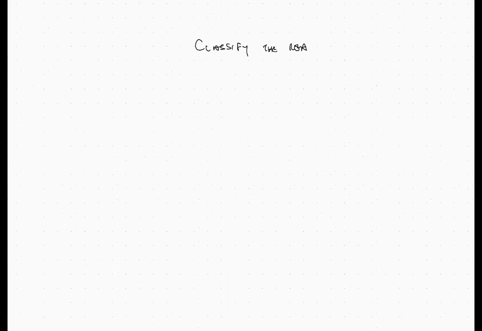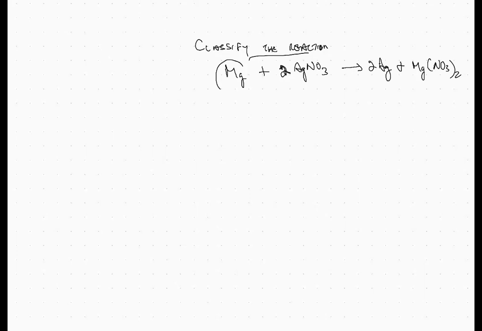Here, magnesium plus 2 AgNO3, silver nitrate, gives 2 Ag plus Mg(NO3)2. So what is it? You can see that magnesium has replaced the silver. That's why silver is alone here. So this is a replacement. Only a single atom has been replaced, so you put single replacement.